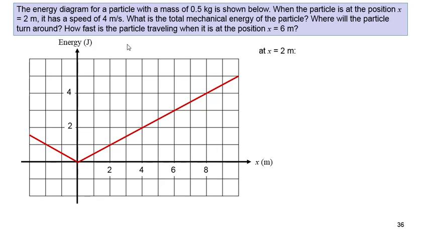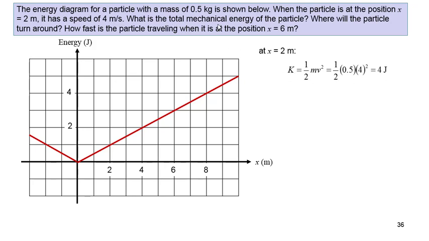So let's first look at what we're told. We're told that when the particle is at the position x equals 2 meters, it has a speed of 4 meters per second. Before I even look at my graph, I can figure out how much kinetic energy the object has. And since we're dealing with energy, that's a good thing to calculate. The kinetic energy is equal to 1/2 mv squared. Here I've plugged in the mass and the speed they told me, because at the position x equals 2 meters, we have a speed of 4 meters per second. Plugging that all in, I find that my kinetic energy at this position is 4 joules.